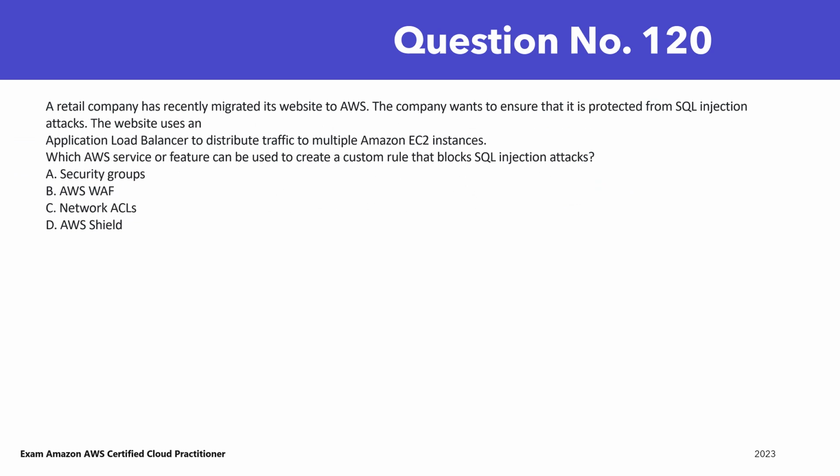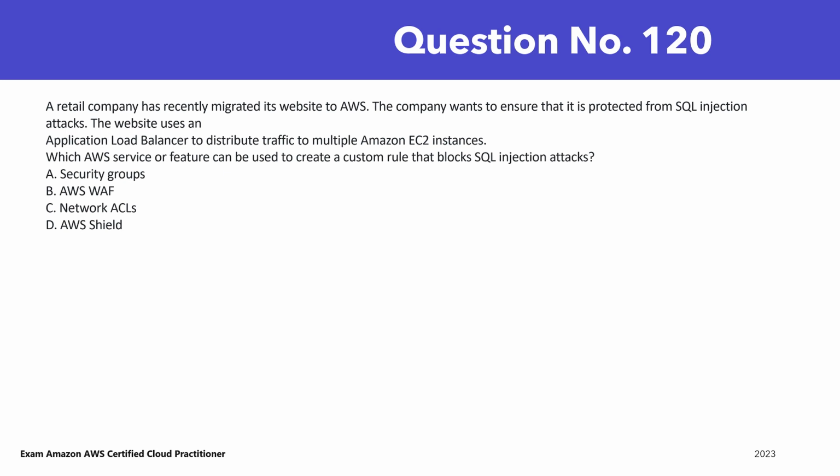A retail company has recently migrated its website to AWS. The company wants to ensure that it is protected from SQL injection attacks. The website uses an application load balancer to distribute traffic to multiple Amazon EC2 instances. Which AWS service or feature can be used to create a custom rule that blocks SQL injection attacks? A. Security groups. B. AWS WAF. C. Network ACLs. D. AWS Shield.